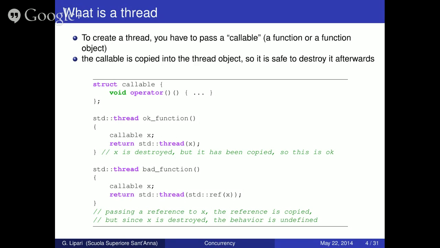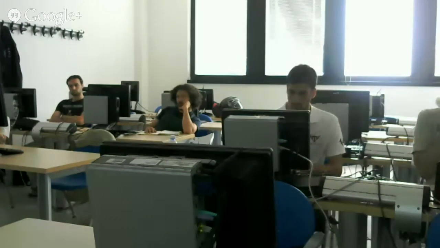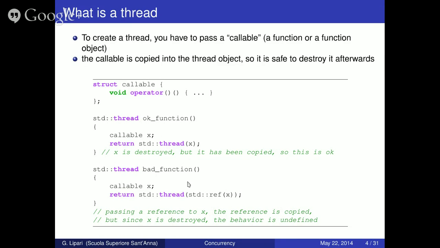Am I going to copy the object or not? In this case, the object is copied. In this case, it's not copied because of this call to standard reference that transforms this object x into a reference. And so the thread is going to be created containing internally a pointer to a reference. As you know, actually thread is a template constructor. So basically what happens is that internally it's going to store a reference and not an object.